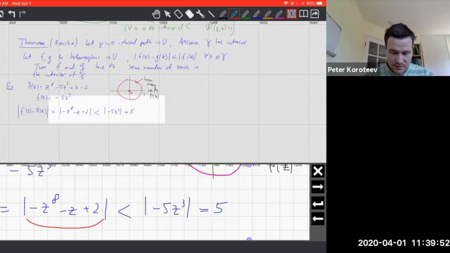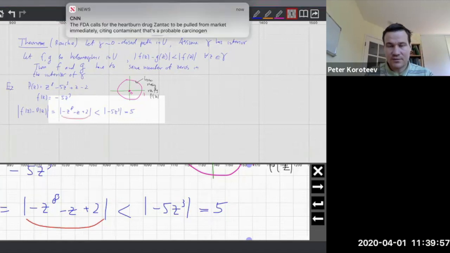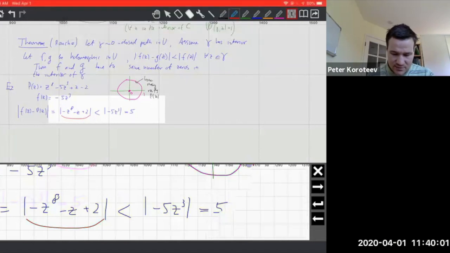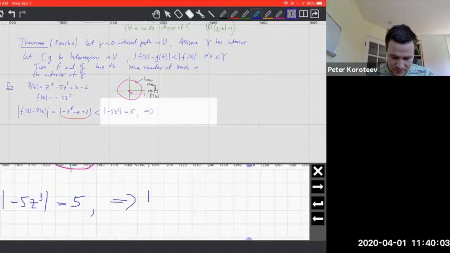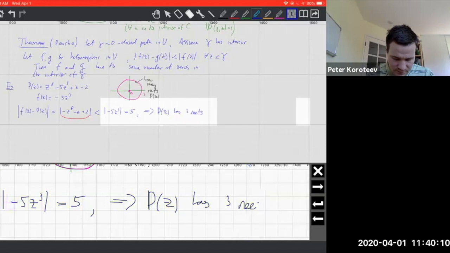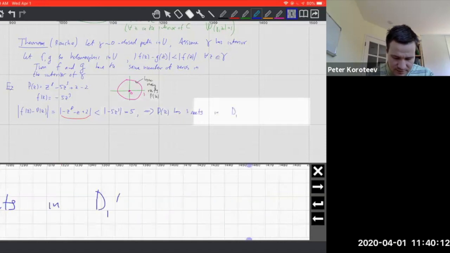Therefore the theorem works. We are in the realm of the theorem, and we can declare that p(z) also has 3 roots. So the polynomial has 3 roots inside that disk.